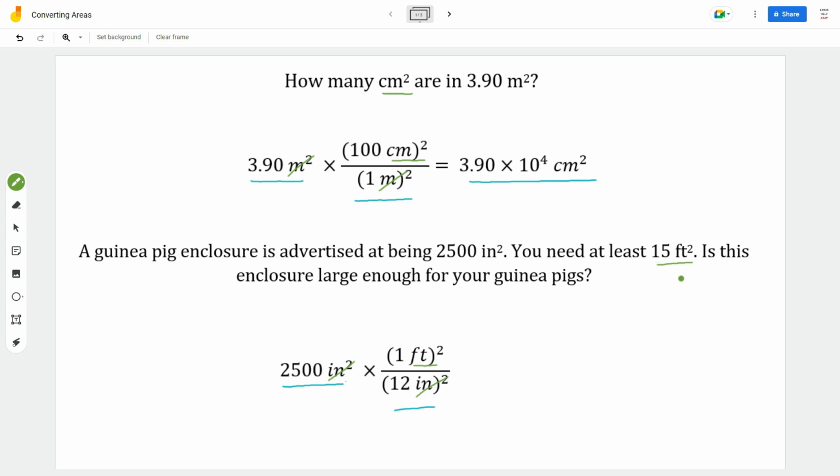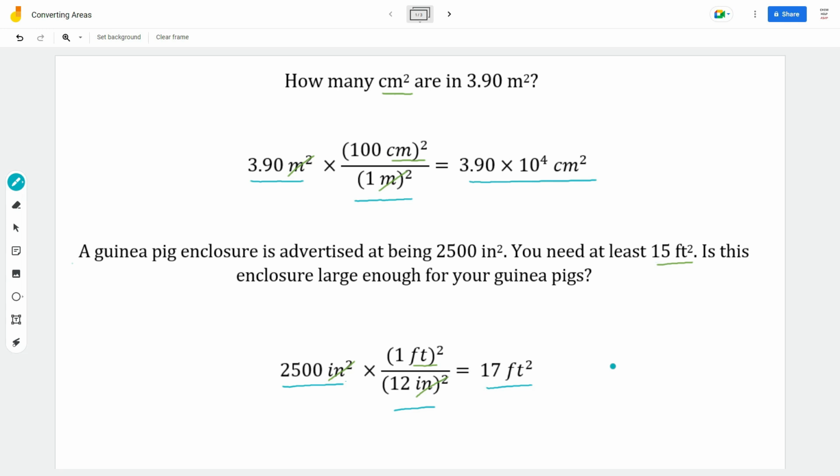Let's put it in the calculator. I'm going to take 2,500. I'm going to divide by 12 squared. Remember that squared is in the denominator. This gives me 17 feet squared. So yes, this enclosure is large enough for guinea pigs because I have more than 15 feet squared.